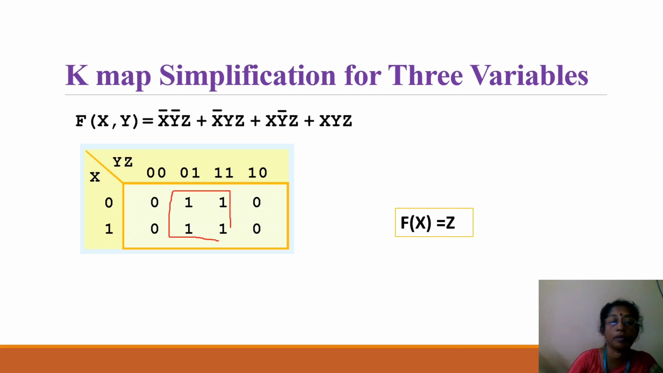This type of grouping, 4 cells, is termed as quad. If you take the common terms for all those terms, there is no common term for all the ones. But here, the common term is z. So f of x will be equal to z. This is the way to simplify the three variables. This is an example for simplification of three variables.